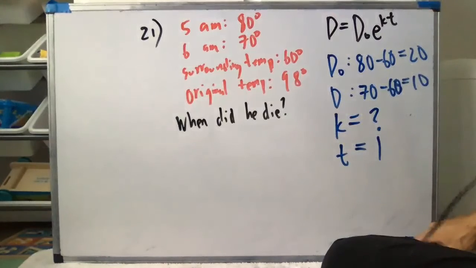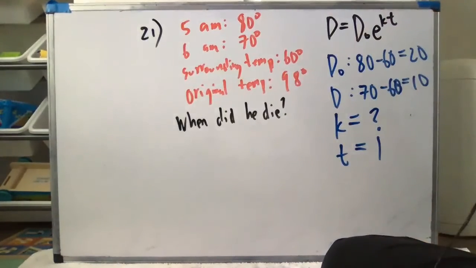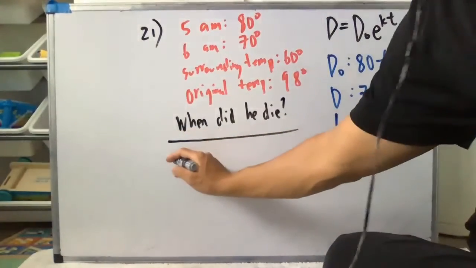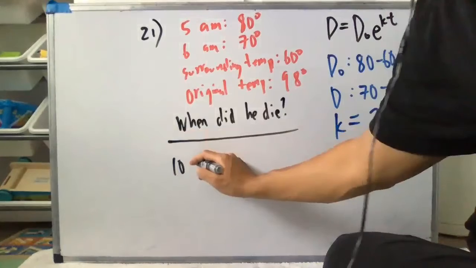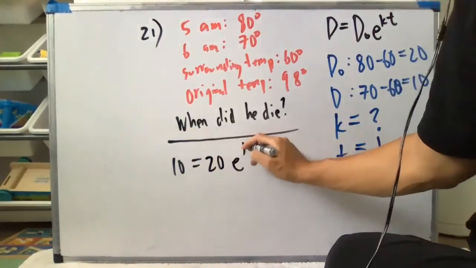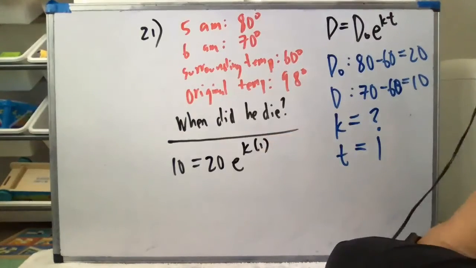All right, so then I'm going to solve this equation with these numbers in mind. Let's just do that on the bottom here. So D is 10, D naught is 20, e to the k, which is what I don't know, and t is 1. Okay, so solve that thing.